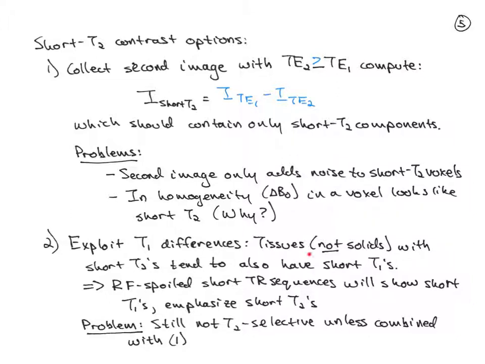You can also exploit T1 differences between tissues that generally have short T2s or long T2s. That is, tissues, not solids, with short T2s tend to also have short T1s. So an RF spoiled short TR sequence will show short T1s and emphasize short T2s. The problem is, though, that it's still not T2 selective unless it's combined with the first step here.